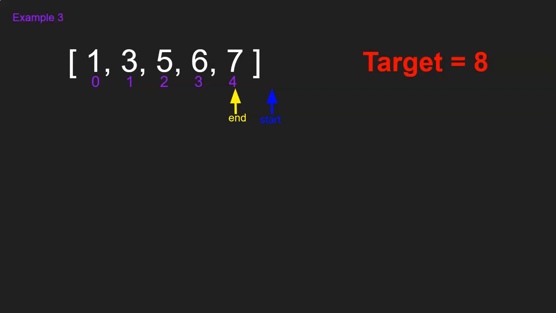Now start and end pointers have crossed each other, hence we need to stop the binary search operation. In this case also we did not find the target element in the array, and we can clearly see that if we return the start pointer's index, that would be the insertion point where our target is going to go and sit.